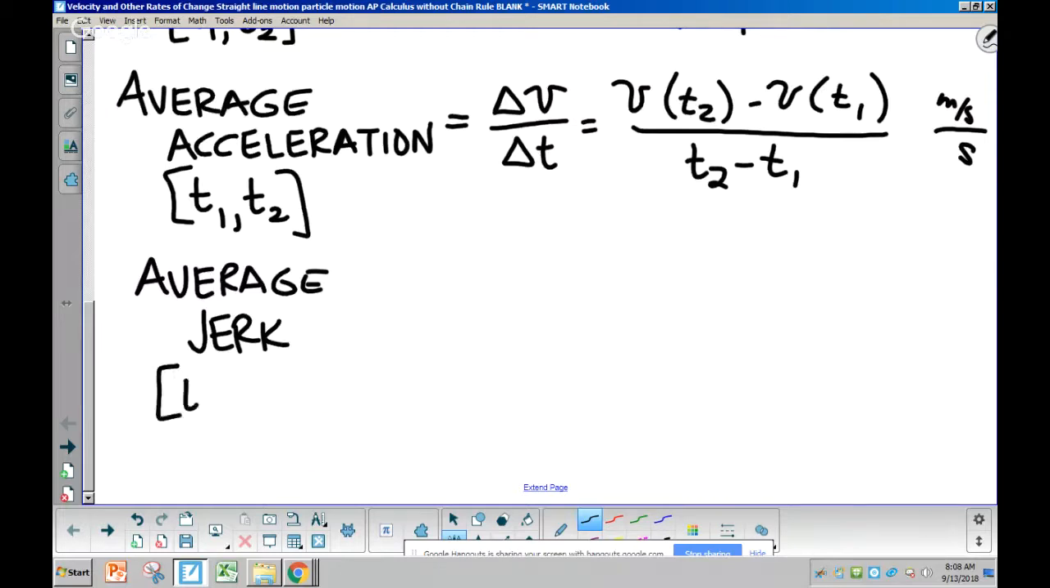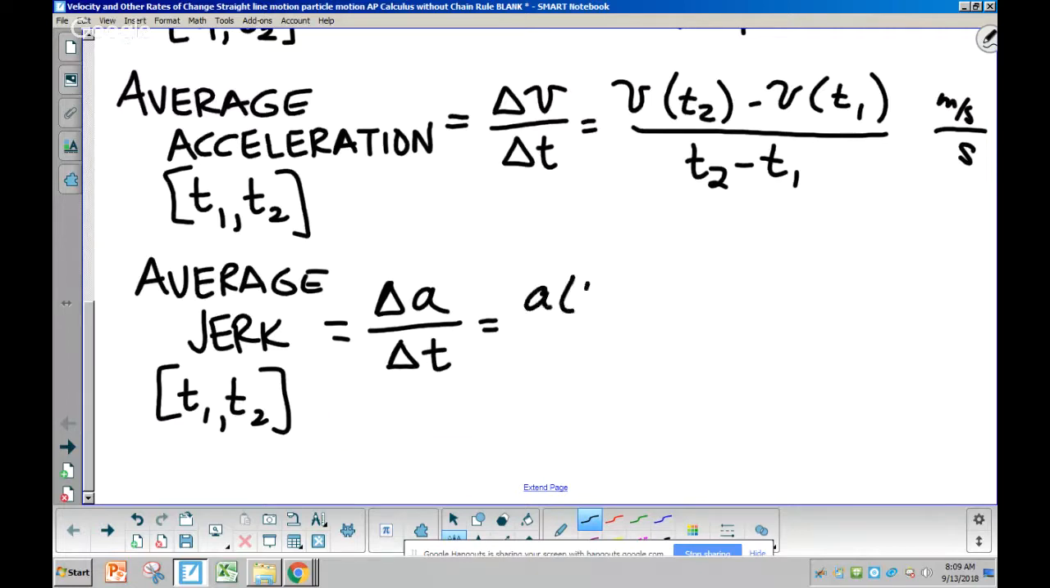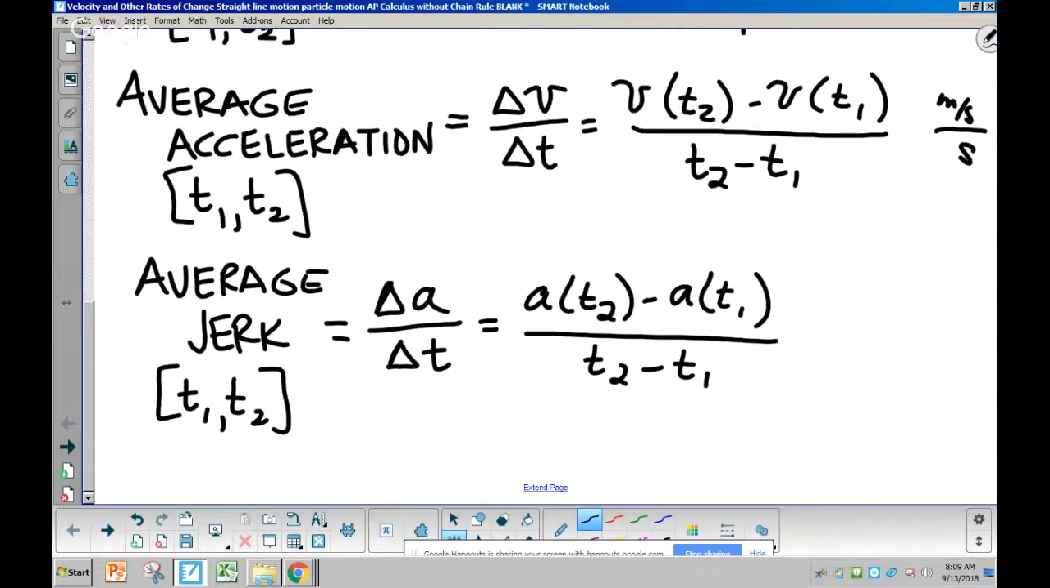Okay, here we go. This is going to be over another time interval. So what do you suppose that's going to be? Delta A over delta T, which would be A of T2 minus A of T1 all over T2 minus T1. And let's think about those units. That's going to be meters per second squared over seconds, which is meters per second cubed, which is jerk.